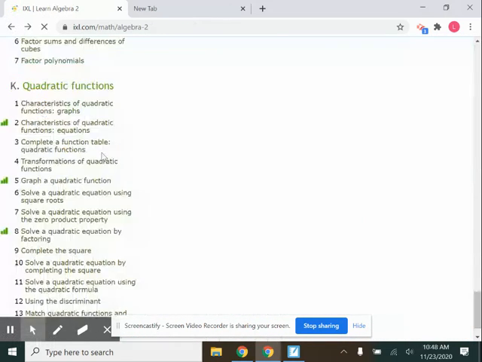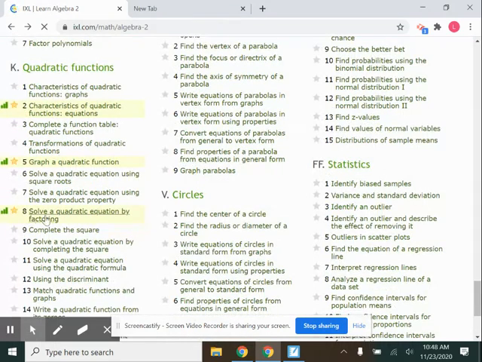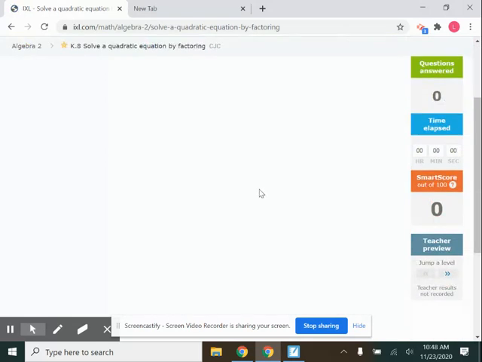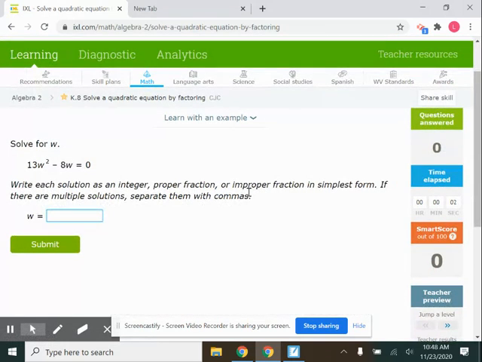The last one is going to be solving by factoring. So we're going to go back and revisit the factoring that we were doing before, but now you're actually going to type in solutions. Notice it says separate multiple solutions with commas. You do need to make sure that you write everything in simplest form. So if you have any fractions, you'll need to reduce those.